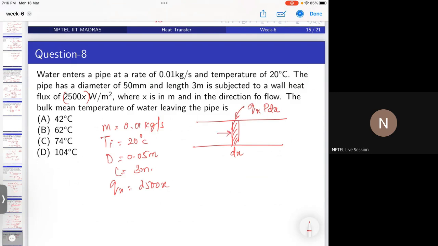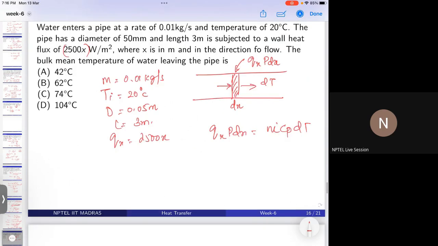Which is having a temperature change of dT. So if I am writing q_x P dx is equal to m dot cp dT, am I right? Yes, sir. So now we just need to integrate this from 0 to L and Ti to T0. Can you please integrate?